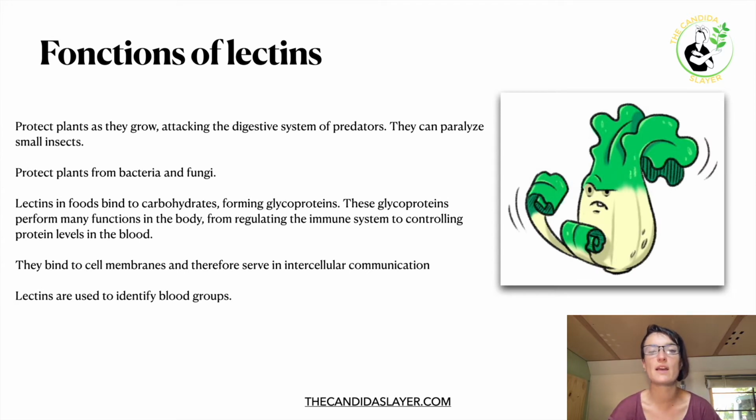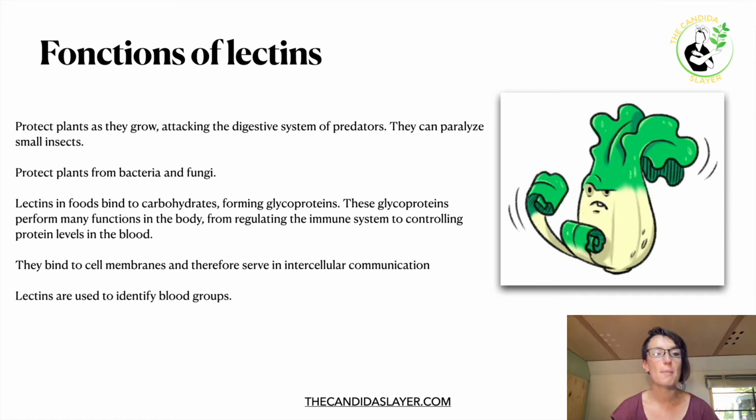As we said, lectins are anti-nutrients, and the main function of anti-nutrients is to protect the plant. The plant wants to protect its babies, so the seeds. So anti-nutrients protect the seeds and the plants in general against predators. Lectins protect plants as they grow, attacking the digestive system of predators. They can paralyze small insects. Lectins protect the plant from bacterial and fungal infections.